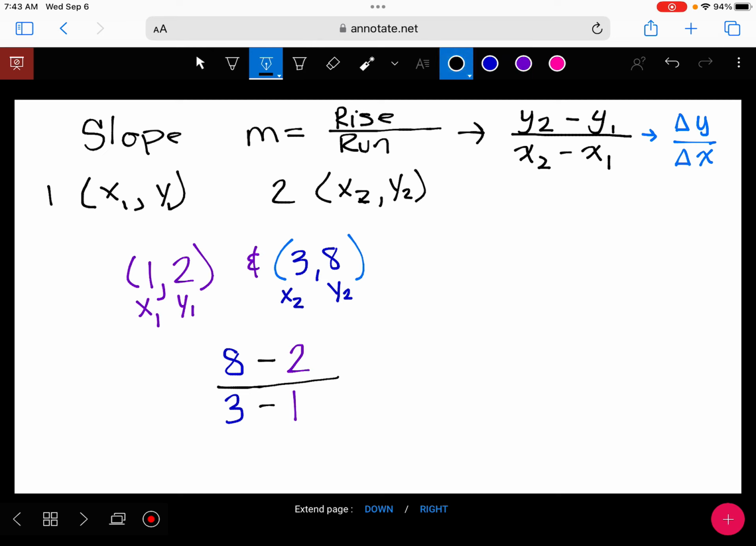And then we're going to simplify this. 8 minus 2 is what? 3 minus 1 is what? 6 over 2 simplifies down to be what? 3. So our slope is going to be 3. This is a formula to find the slope from 2 points.